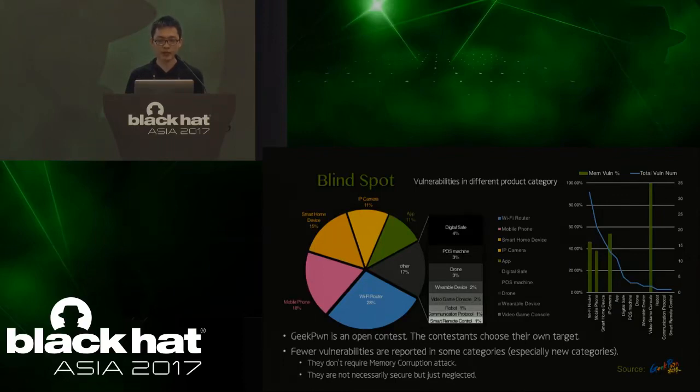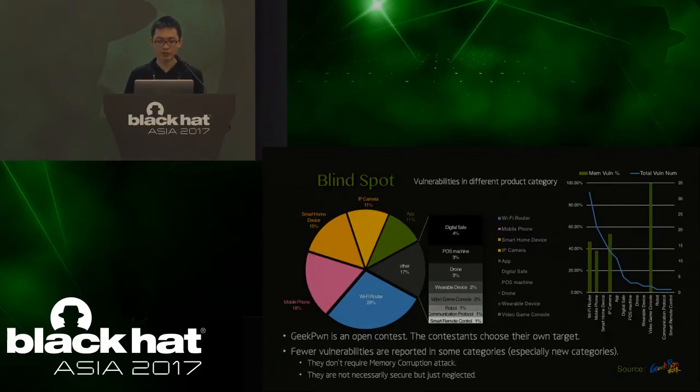In the left chart, we can see that the targets of Mirai, routers and cameras, make up a large portion of the vulnerabilities in GeekPwn. They are relatively traditional categories in IoT, and many security researchers have worked on them. Does this mean that these devices are the most vulnerable? The answer is negative. We can make a rough assumption that exploiting memory corruption requires higher techniques.